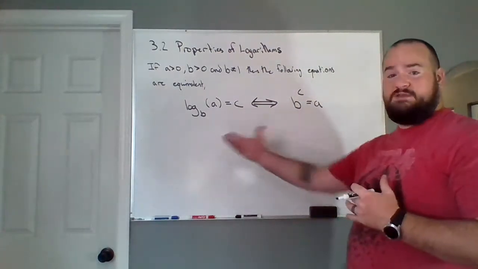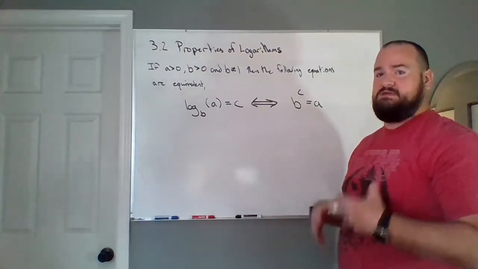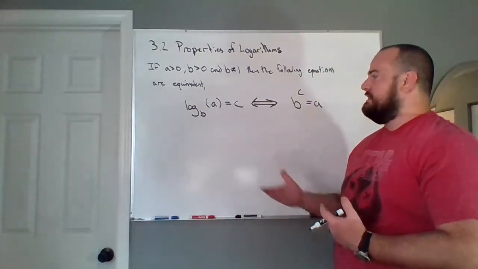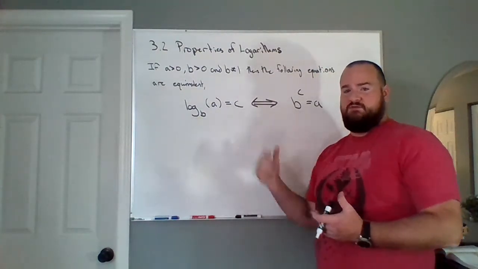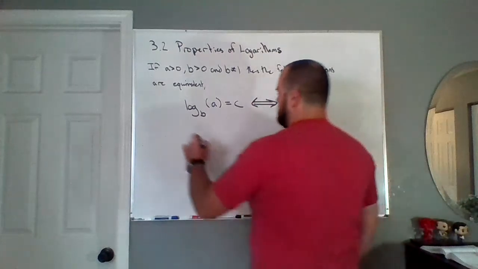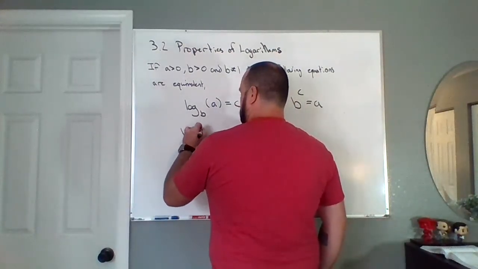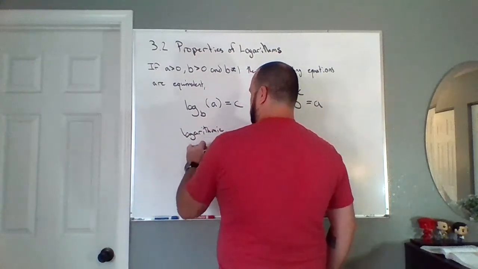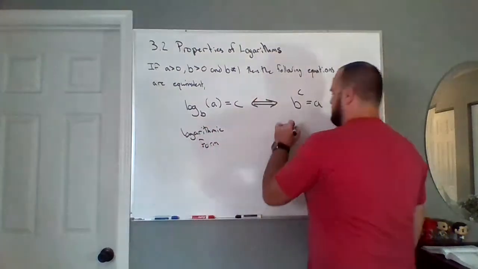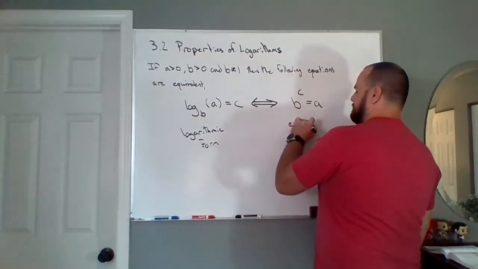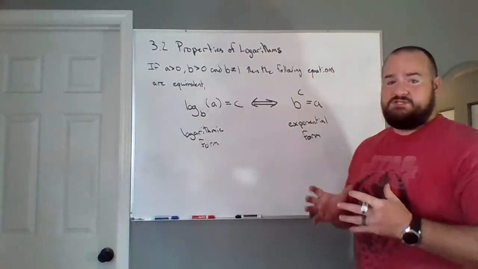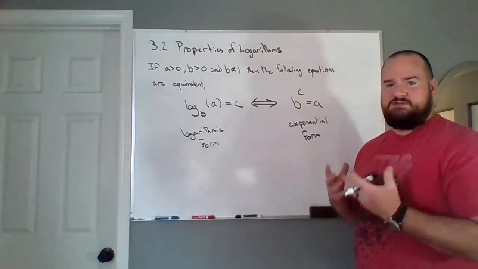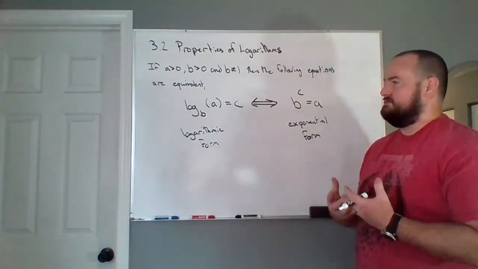This relationship is really important for you to be very comfortable with, not just knowing that it exists, but being able to fluidly move between the forms. So this right here, we call the logarithmic form, and this we call the exponential form. This relationship is crucial to being able to utilize and understand logarithms and their relationships with exponentials and to solve equations.